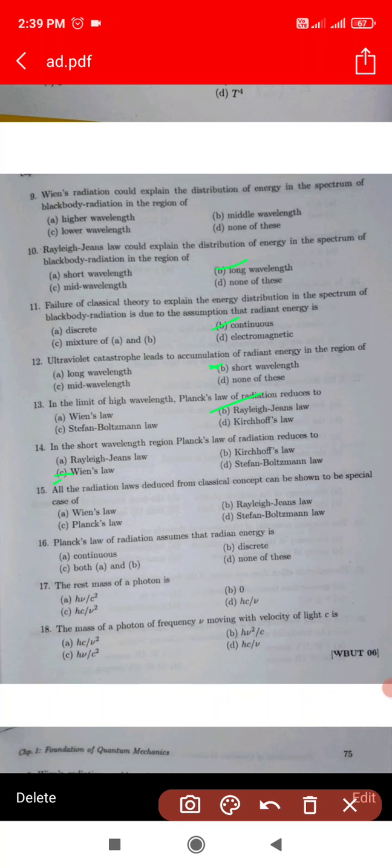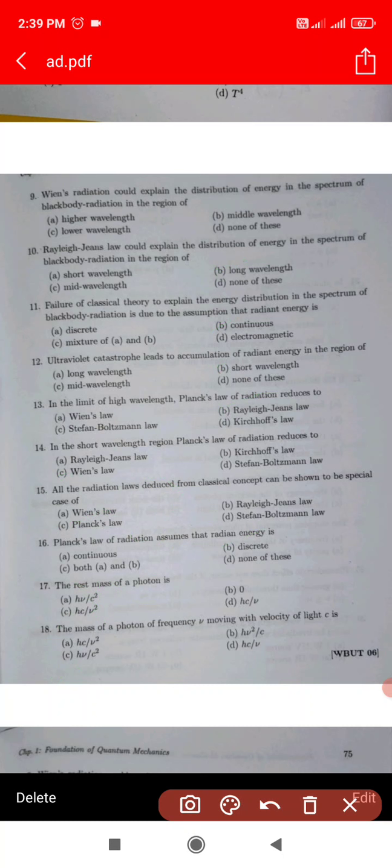Next one: all radiation laws from the classical concept can be shown as special cases of Planck's law. Next, Planck's law of radiation assumes that the radiant energy is discrete, which means it is not continuous. Discrete means n times E is equal to n h nu.